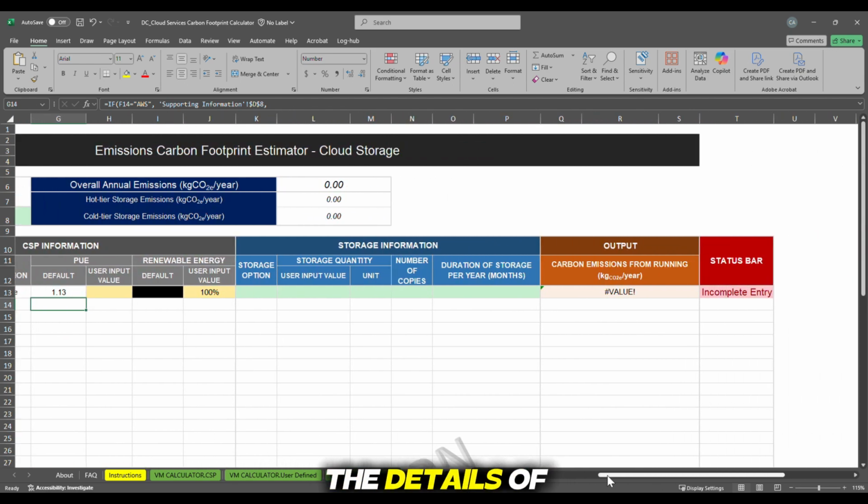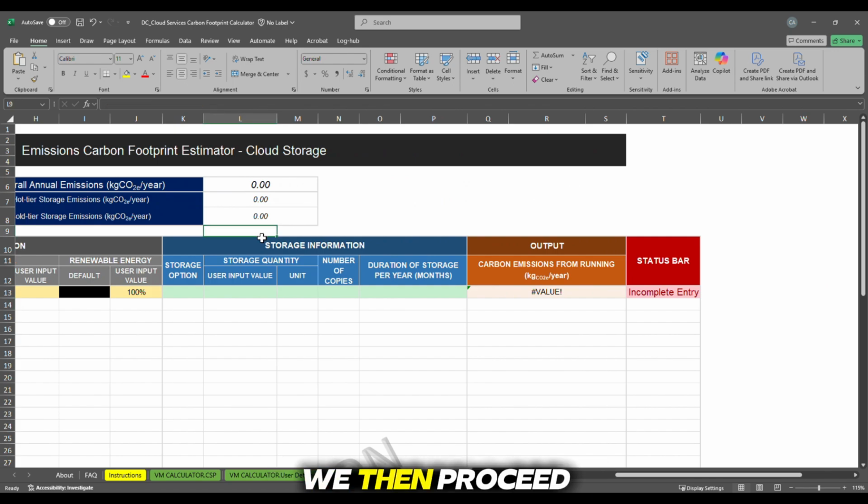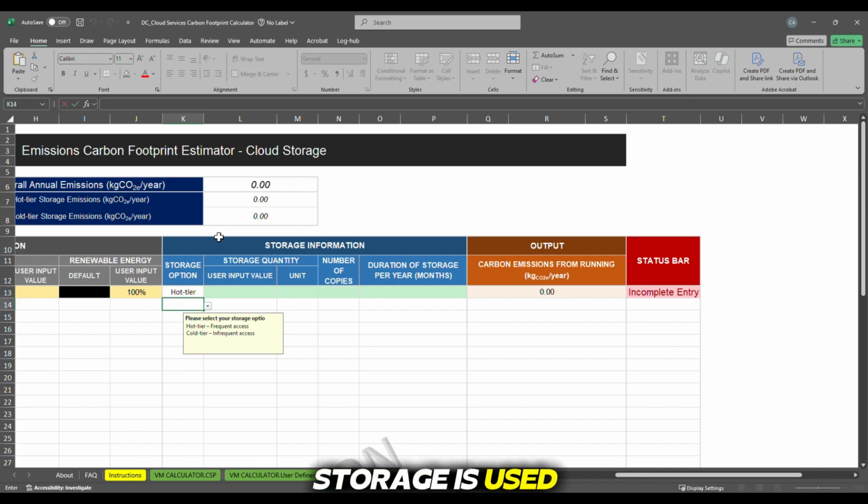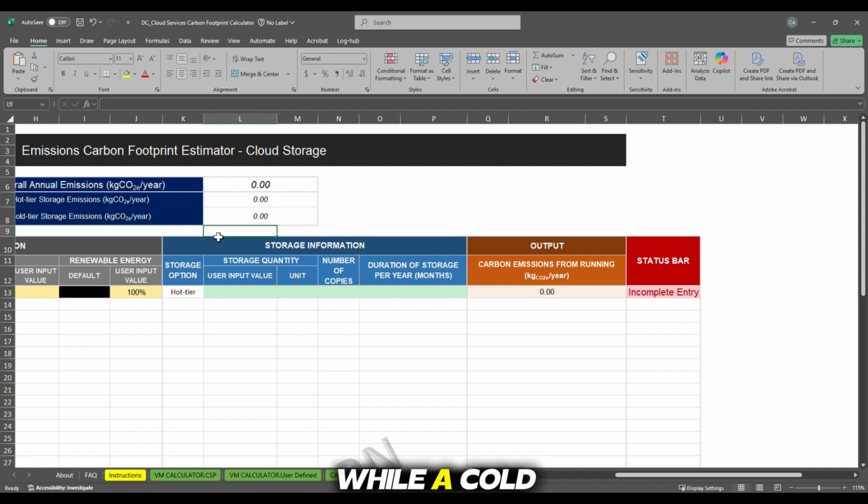After filling in the details of the CSP information, we then proceed with the storage information. First on the input required is the storage option. Under this option, we only have hot or cold storage options. However, CSPs might provide multiple categories under these two, such as cool, cold, hot, warm, etc. The user should be able to identify which category the specific storage instance falls under, given the assumption that hot storage is used for frequent data access, while cold storage is used for infrequent data access.